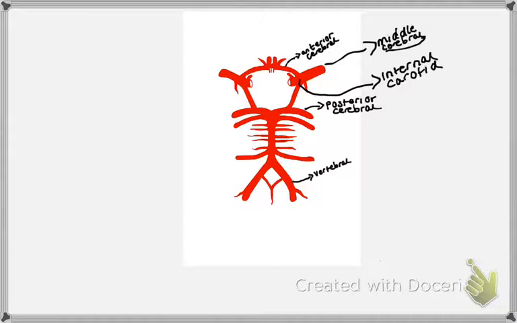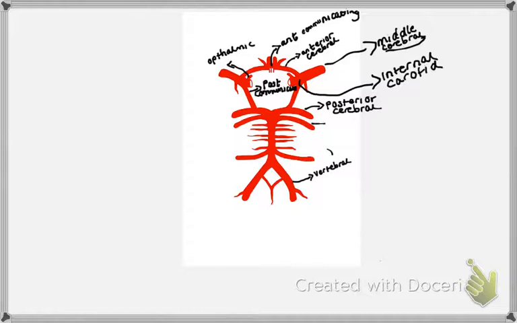The two anterior cerebral arteries communicate with each other with the anterior communicating artery, which is situated here. There's also the posterior communicating artery, which you can see here. The ophthalmic artery is also a small branch of the internal carotid artery.